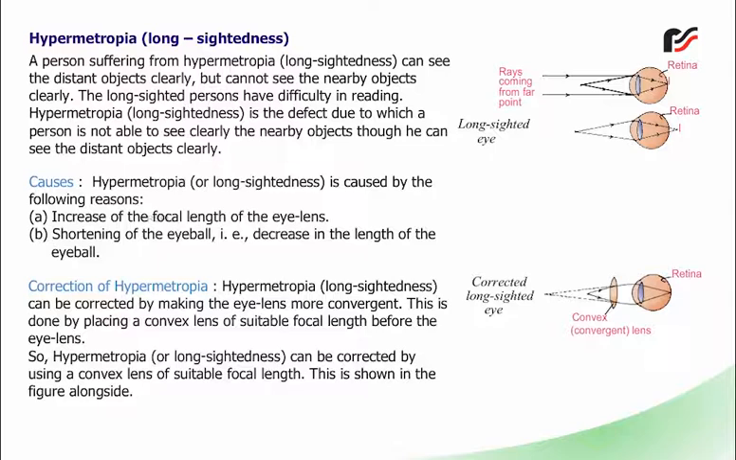Correction of hypermetropia. Hypermetropia, long-sightedness, can be corrected by making the eye lens more convergent. This is done by placing a convex lens of suitable focal length before the eye lens. So, hypermetropia or long-sightedness can be corrected by using a convex lens of suitable focal length. This is shown in the figure alongside.